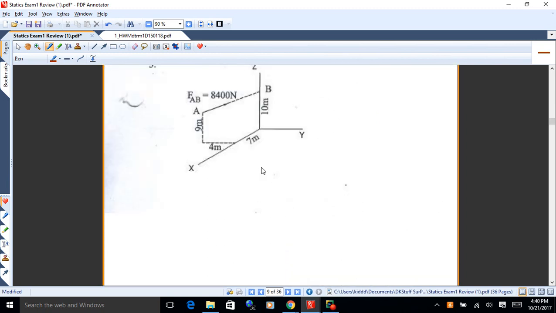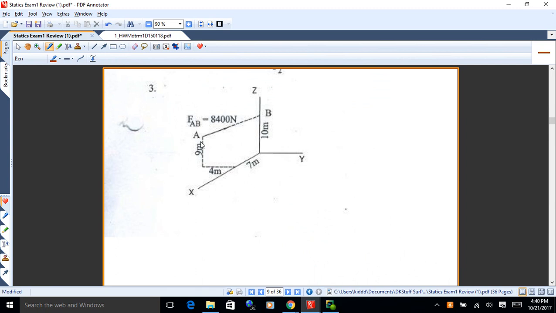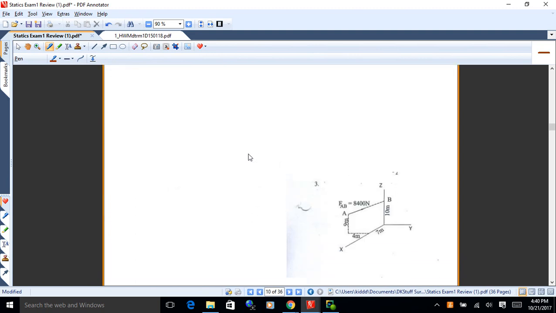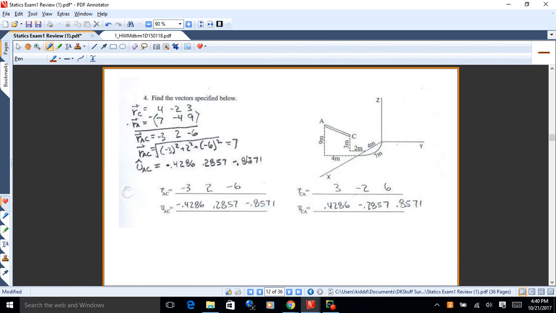The next one here, we want to find this force vector that goes from A to B. You've got the magnitude of the force, and you've got the position of A and the position of B. So you would go through that process of finding the force vector from A to B. The next one here, we've got 2 points, A and C. I want you to find the position vector from A to C and the unit position vector from A to C, and then the position vector from C to A, and the unit position vector from C to A.